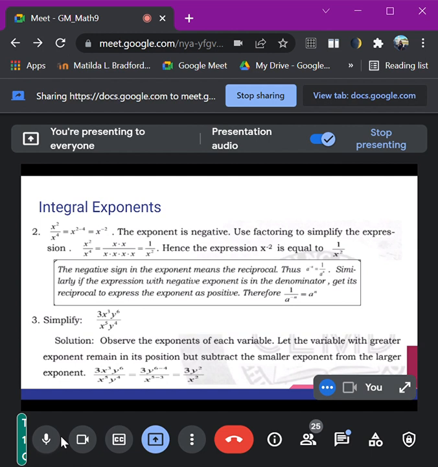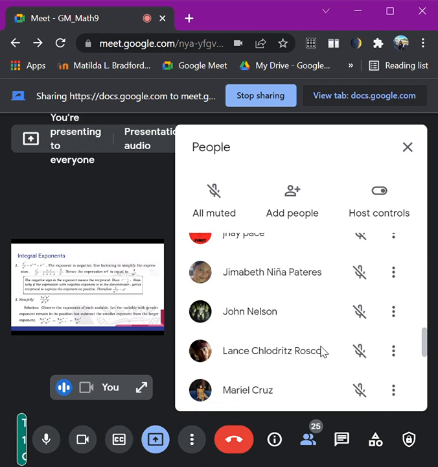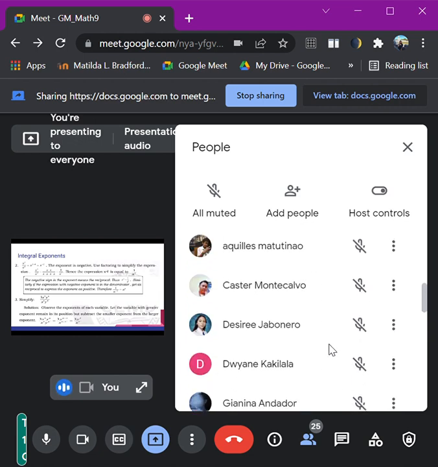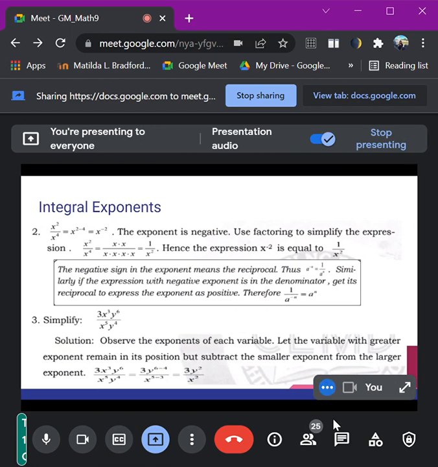Questions? Again, greater exponent remain in its position but subtract the smaller exponent from the larger one. Clarifications? Wala ra? Goods ra? Okay. So, very good. I think walay na-disconnect, no? I really hope so. But, kung naa man gani, tabangi ninyo siya.